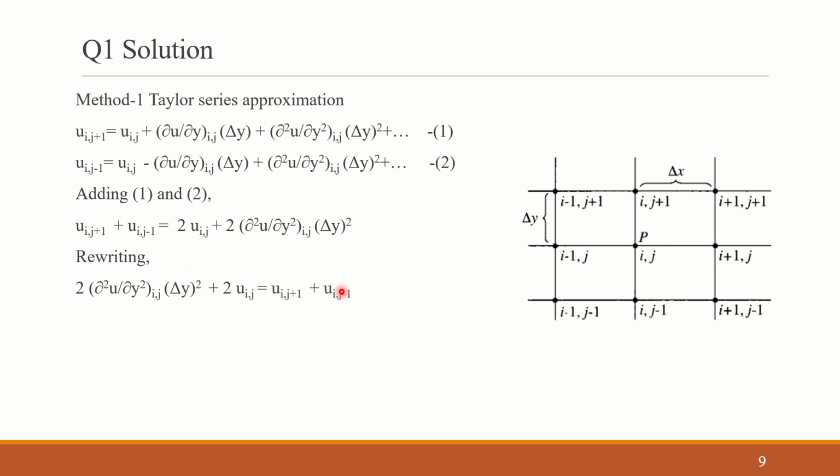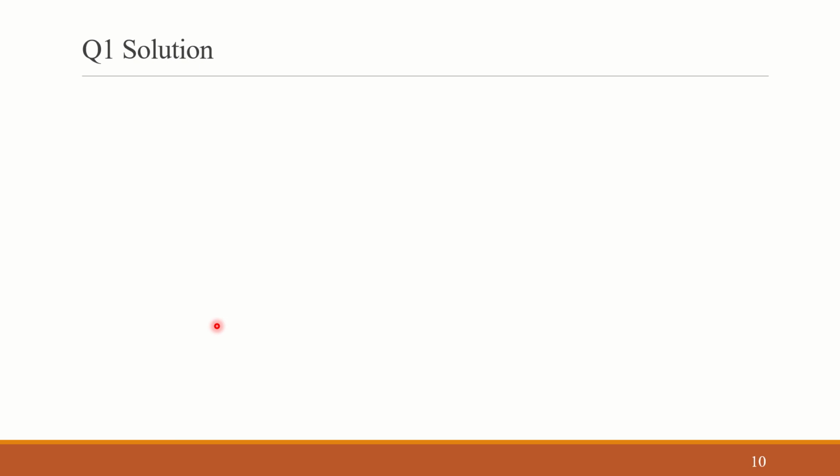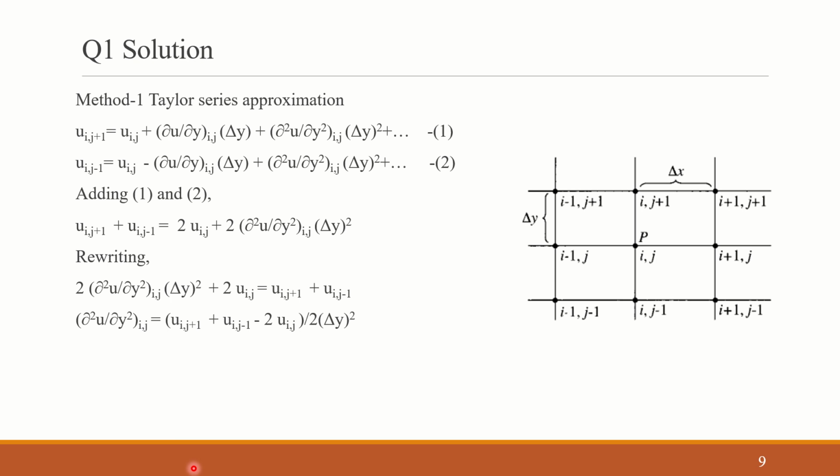So now we have this term alone here and take the rest of the terms to the other side. So it is dou square u by dou y square at i comma j equal to u i comma j plus 1 plus u i comma j minus 1 minus 2 times u i comma j, and the whole divided by 2 times delta y square. So that is how we get the answer. So the correct expansion for dou square u by dou y square at i comma j is u i comma j plus 1 minus 2 u i comma j plus u i comma j minus 1, here plus 1 and here minus 1, divided by 2 times delta y square.